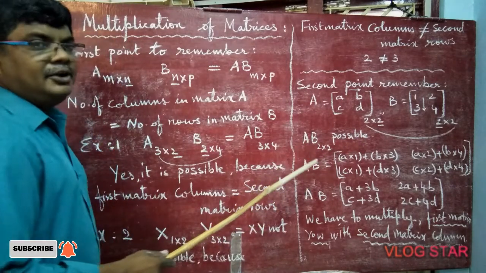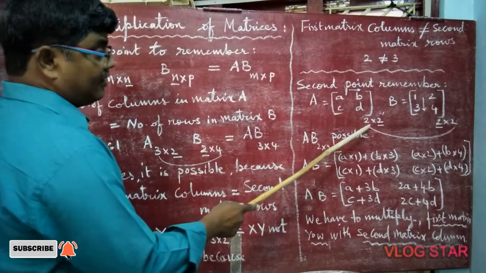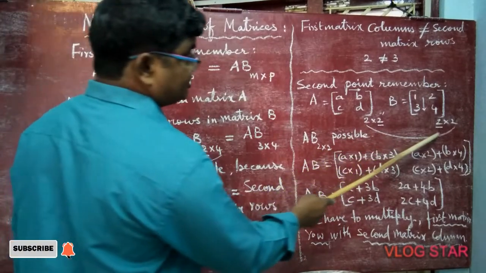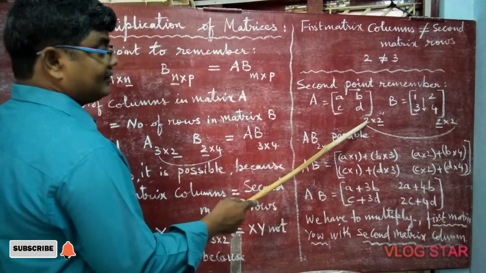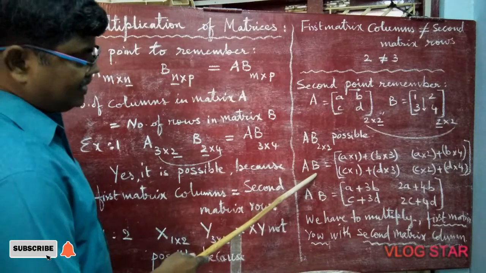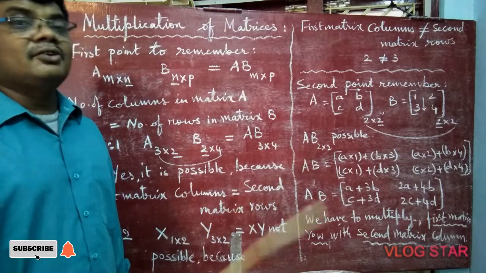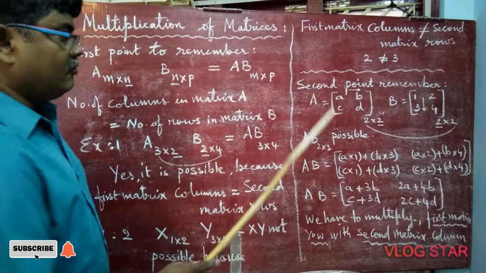AB means A into B. Multiplication of matrices is possible. And what type of order will we get? The resulting order will be 2 by 2. Now we are multiplying. How to multiply matrices? This is the second point you have to remember. What is the second point?